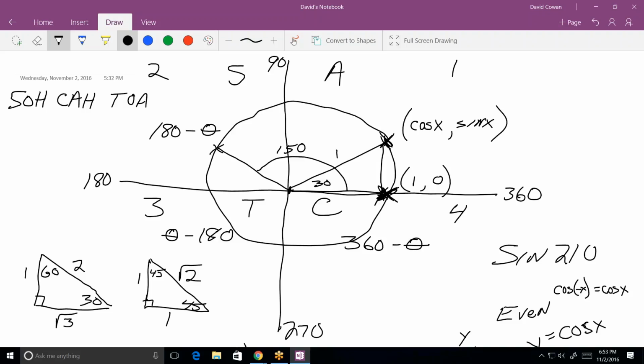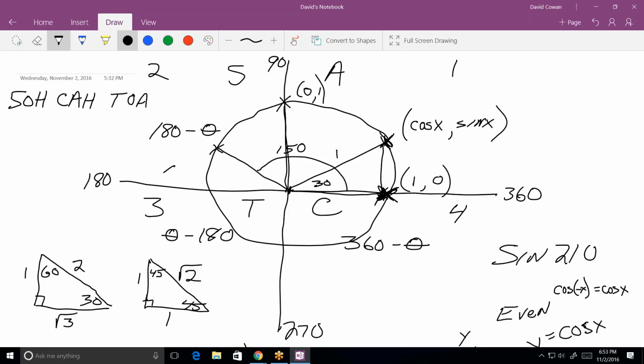So if you think of it like that, now let's go to the 90-degree angle. I'm going to draw a 90-degree angle right there. The coordinates of that we know to be 0, comma 1, correct? So now you know that the cosine of 90 degrees has to be 0, and the sine of 90 degrees has to be 1. And you can go around the whole unit circle like that.